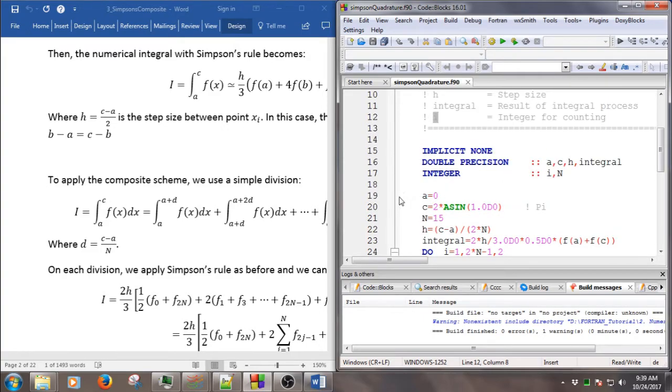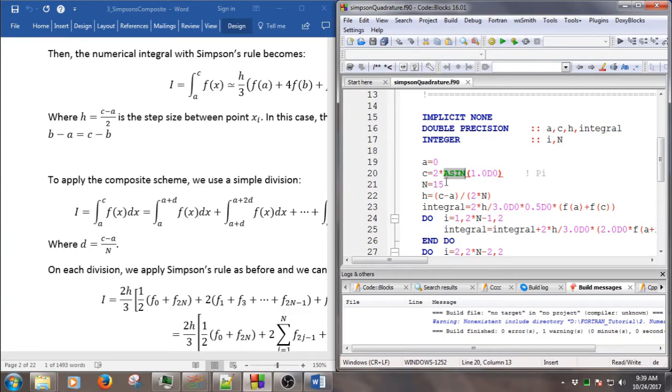So at the beginning, I define the lower and upper bound of the integral. As you can see, the upper bound is 2 multiplied with arcsine of 1. This is an intrinsic function in the Fortran compiler, and we have 15 subdivisions. So we define the step size of x here, and we do the calculation.